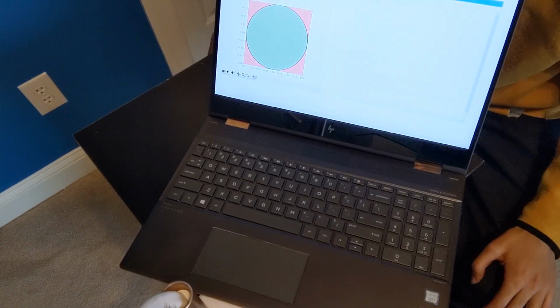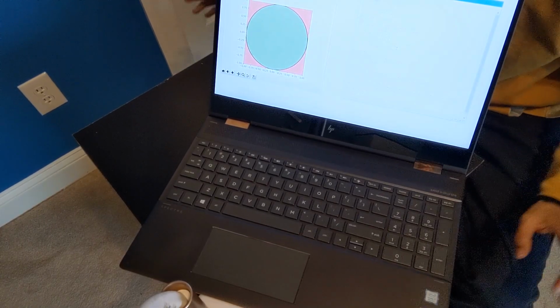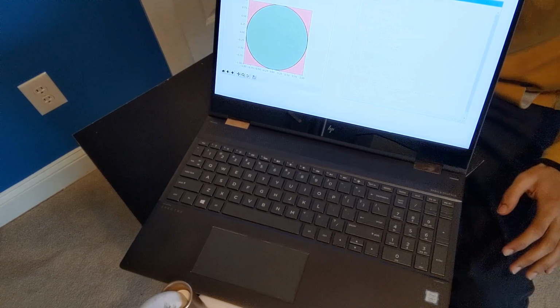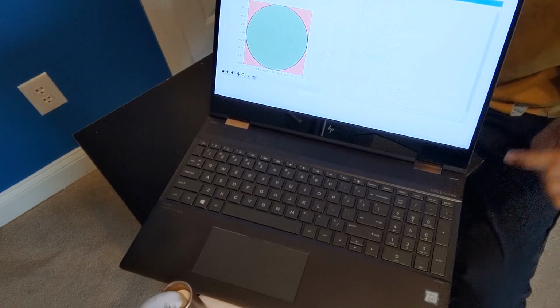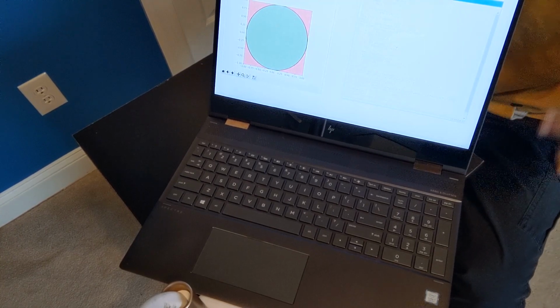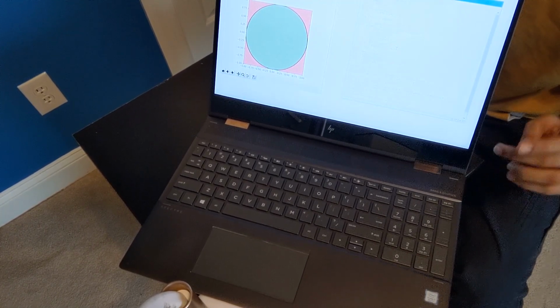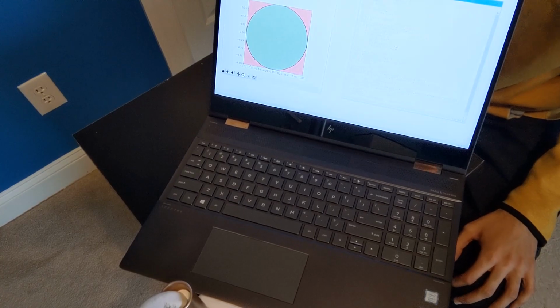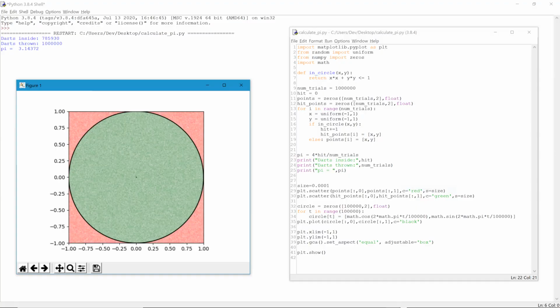Now, as it turns out, I'm not that good at throwing darts. So instead what I've done is I've written up a quick computer program in Python to simulate throwing a bunch of darts at a square dartboard, just like I talked about.